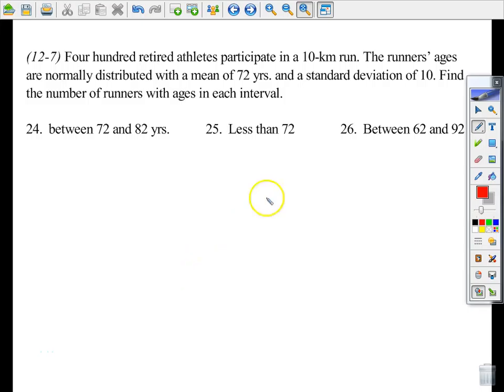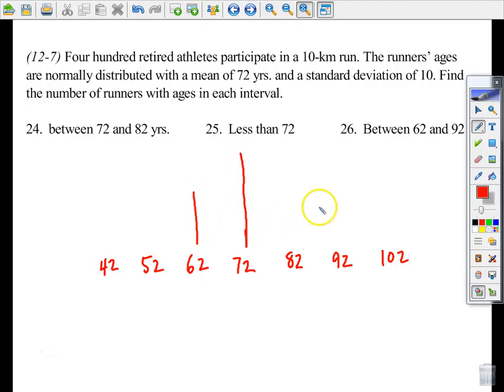All right, just wanted you to have another look at this standard normal curve, and the percentages within the intervals. So let's see, what do we have? The runners' ages are normally distributed with a mean of 72. So let's just build to the right and to the left from 72 using a standard deviation of 10. So that would be 82, 92, 102. And then going to the left, 62, 52, and 42. All right, I'm not going to draw the whole curve, but maybe I'll just do a little of this.